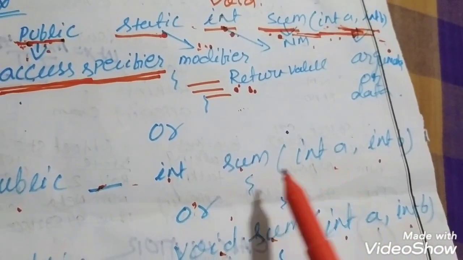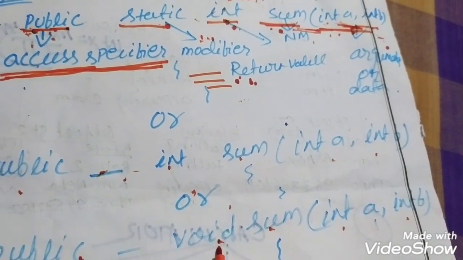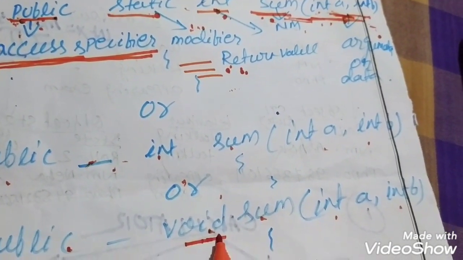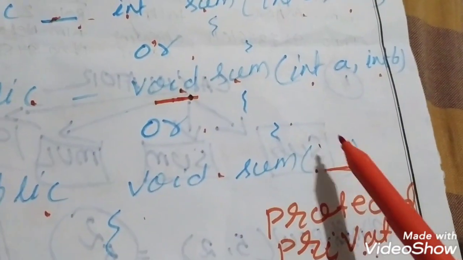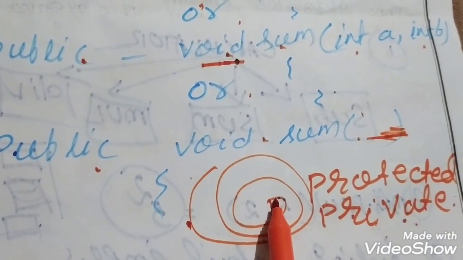Now all of you see here, instead of static also we can write. Instead of integer we are writing void, which means this method does not return any value. We are not giving any argument or data, that means this method is responsible for creating its own data and using it in the calculations.